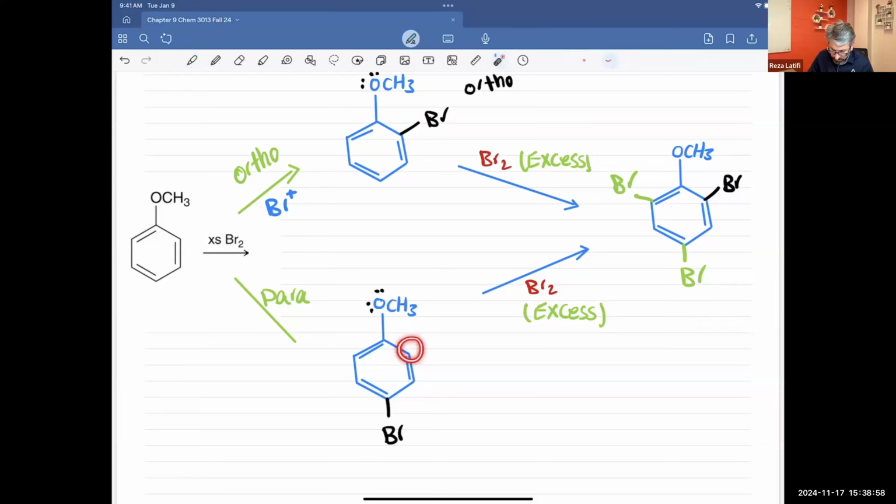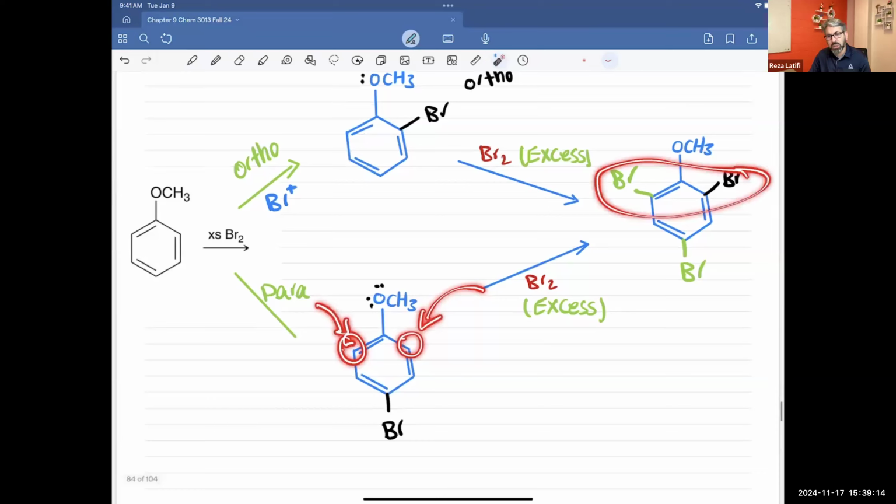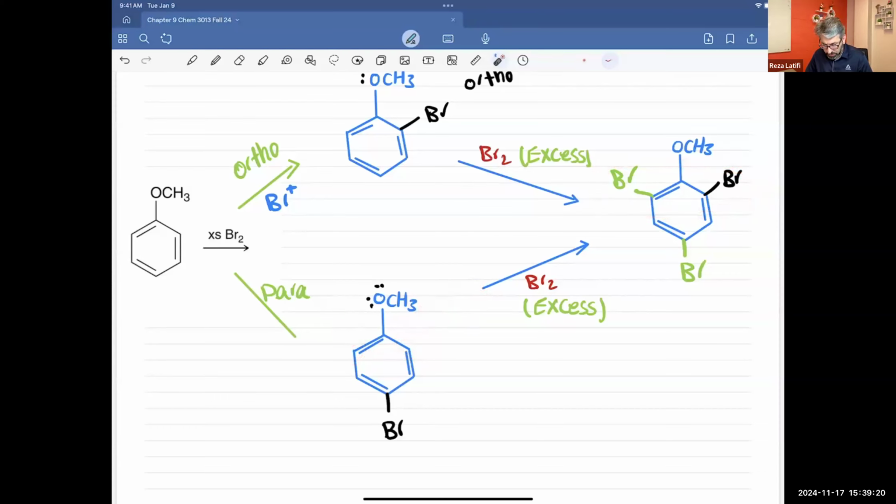With the para, we have two ortho positions empty, and if we have access to excess bromide, then the bromide is going to attack those two positions and occupy them, and we will have two bromines on the ortho positions.